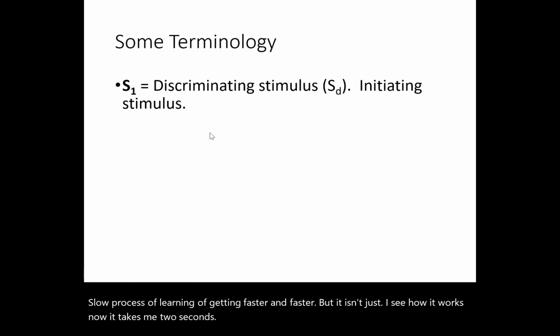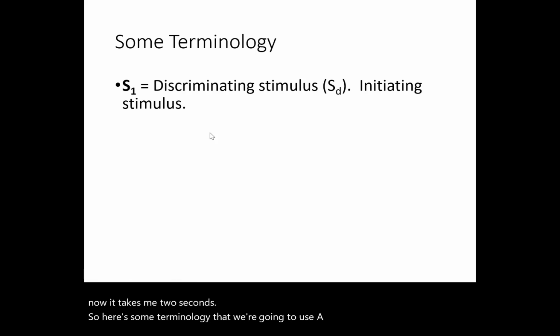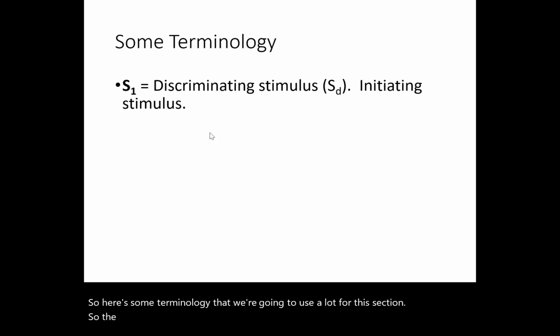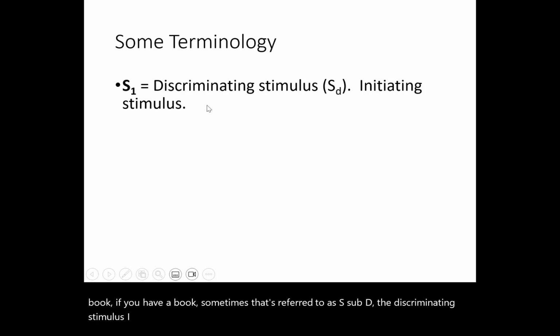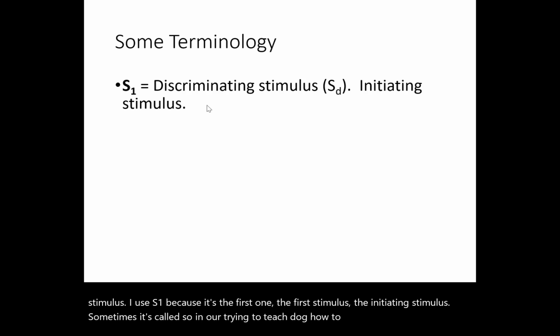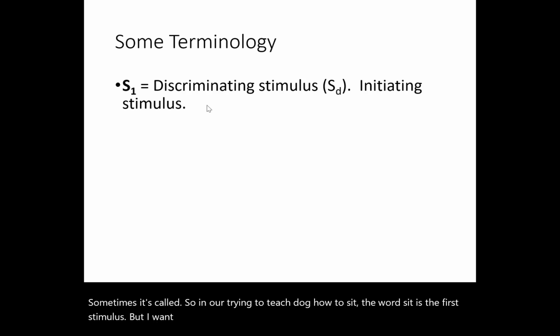So here's some terminology that we're going to use a lot for this section. The first stimulus, we call this the discriminating stimulus. Depending on the book, sometimes that's referred to as S sub D, the discriminating stimulus. I use S1 because it's the first stimulus, the initiating stimulus, sometimes it's called. So, in trying to teach a dog how to sit, the word sit is the first stimulus. If I want them to do something else, I would say a different word.